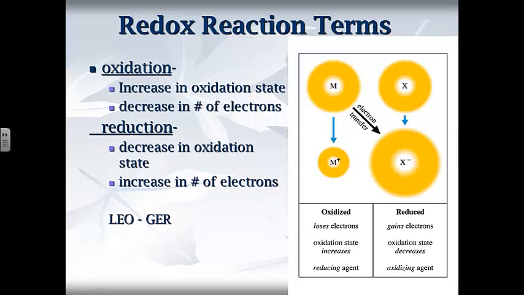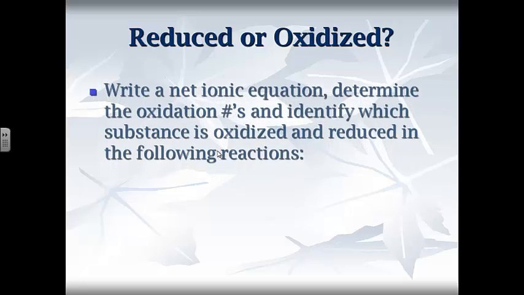Now here are some terms. Like I said, oxidation is an increase in oxidation state, a decrease in the number of electrons, and reduction is a decrease in the oxidation state, an increase in the number of electrons. One of the simplest ways to remember that is the acronym LEO-GER, and we're not going to have to worry about agents at this point. We can cross those off.